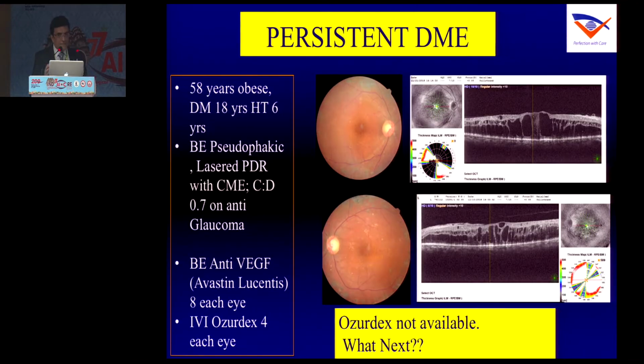And I will just stimulate your thinking process. You have a patient with persistent diabetic macular edema, the cystoid spaces. Patient has received 8 injections of anti-VEGFs, 4 injections of Ozurdex. Ozurdex is not available in the market. What are we going to do? So these are the sort of panel discussion we'll have, and we have some solutions for this.